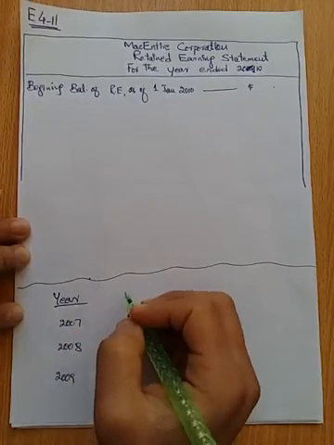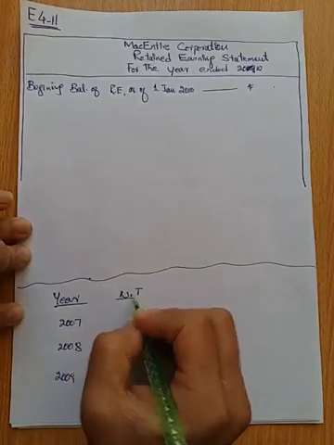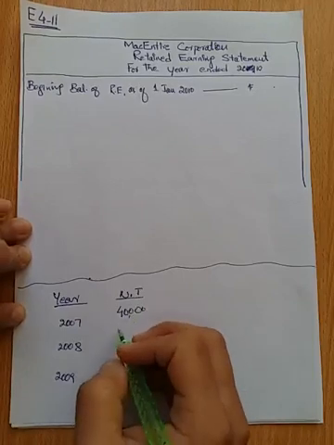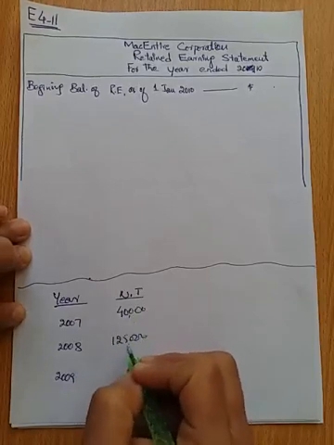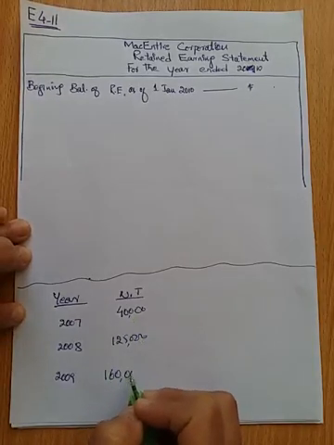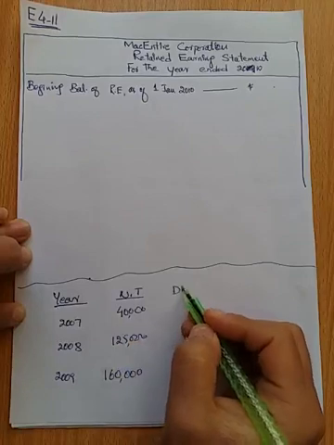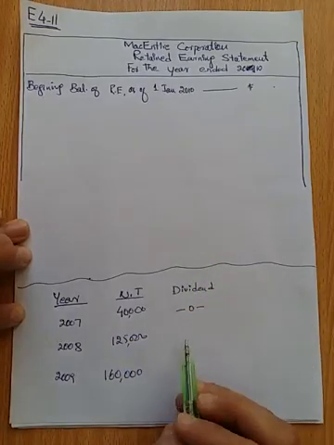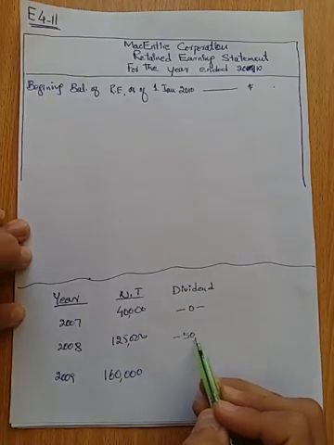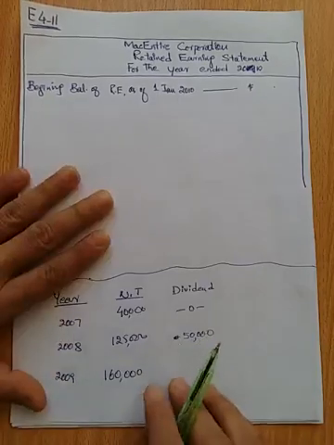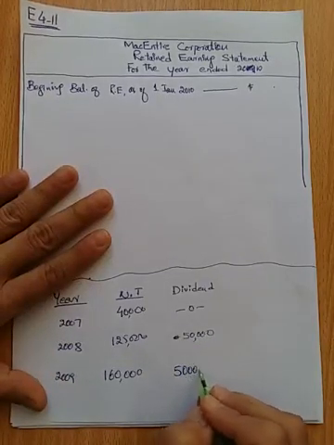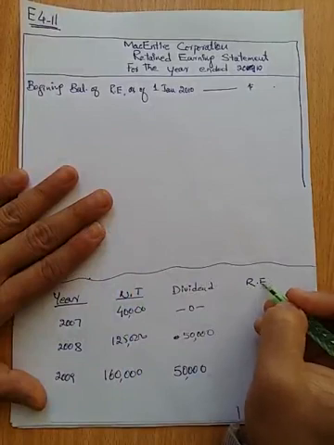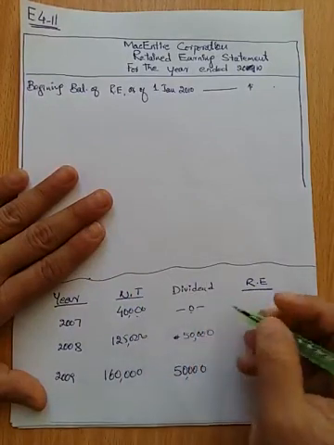Then we have another column by the name of net income. We had a net income of $40,000 in 2007, if you remember, $125,000 in 2008, and $160,000 in 2009. Then obviously from this income we will pay dividend. So zero dividend was paid in 2007, whereas $50,000 was paid in 2008, and $50,000 was paid in 2009 also, which means that our retained earnings will be 40,000 minus 0, 40,000.